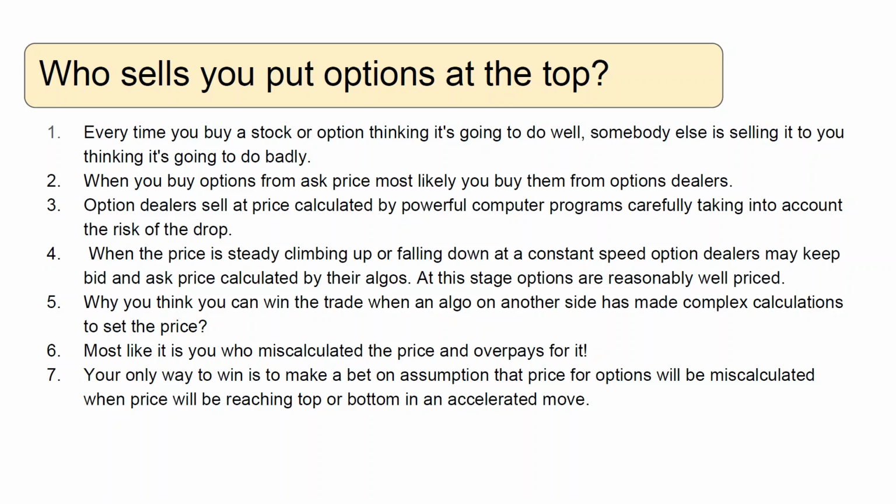Why do you think that you can win the trade when you have an algo on the other side of the trade which has made complex calculations to set the price? The majority of us, 99.9%, are very bad at calculating the price of assets, and because of that, we normally overpay. The only way for us to win in that trade is to wait until the price for options gets miscalculated, gets mispriced. And that normally happens when the price of underlying assets approaches its top or bottom. And when it happens, it normally happens with a spike in price, when price enters some acceleration mode.